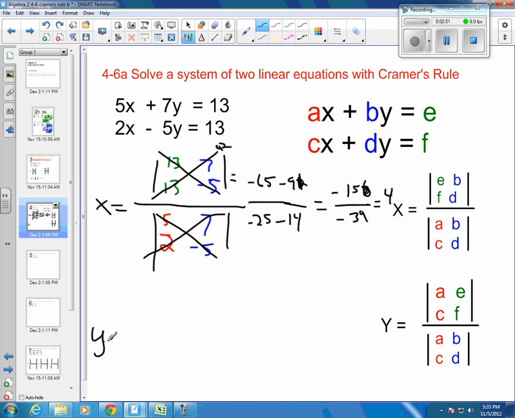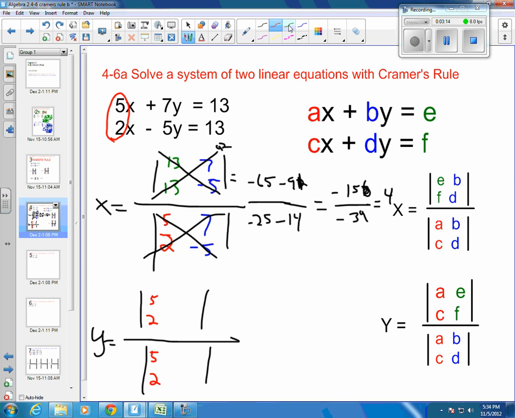Then we're ready to do the Y's. So Y is equal to, and we'll put our two determinants here. Let me grab some colors. I want Y, so my X's stay. So let me grab my A and my C, which are the 5 and the 2. So the 5 and the 2 go here, and the 5 and the 2 go here.